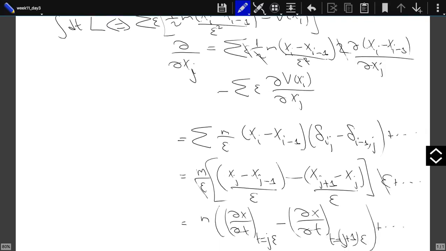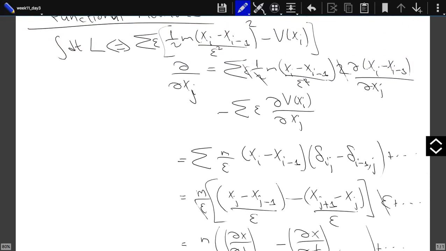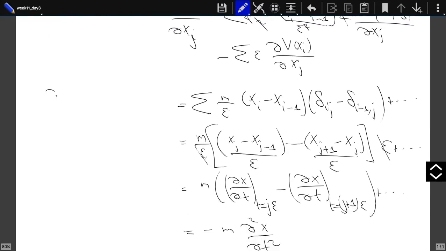And to do that, here what we used was the fact that ∂x_i/∂x_j is equal to the Kronecker delta δ_ij. This is what we use. And so after the summation sign, we could just take everything out of the summation sign, etc. Now this one, when we go to the continuum limit, will be just the x.